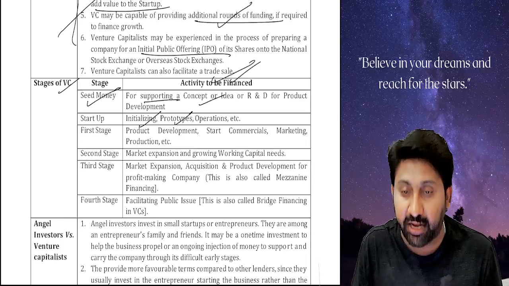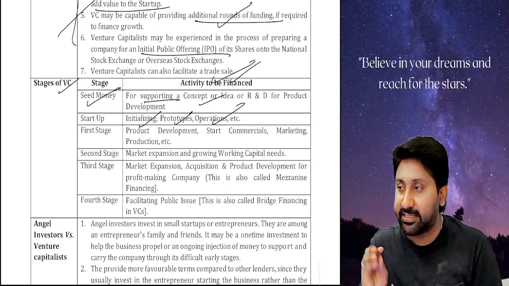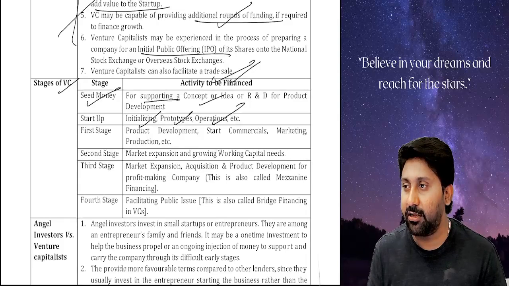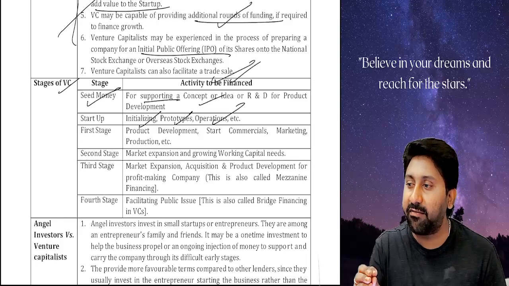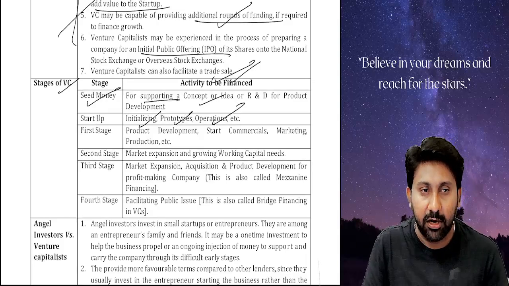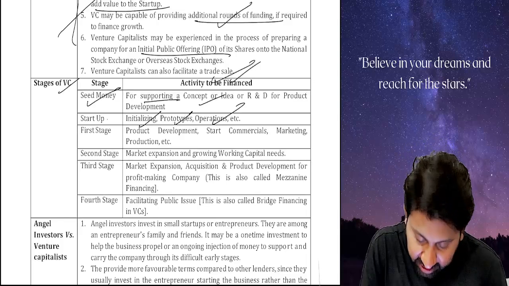Initializing prototypes and operations means what? For that also they will give money. First money is seed money. Okay, basic money they will give. After that, once the basic money is given, they start and initialize the process, or create a sample of how the final product will be. For that, they will finance.